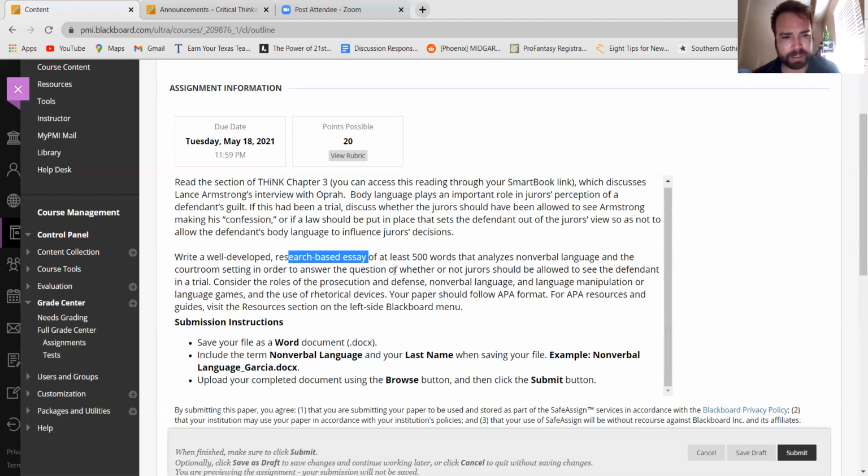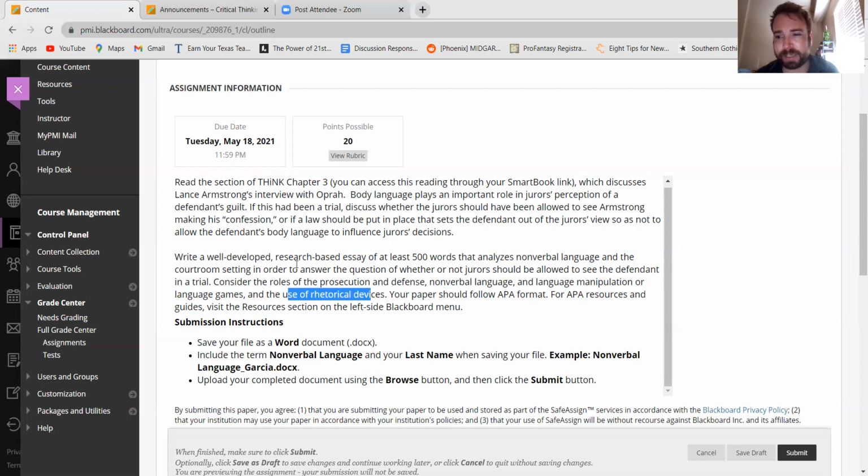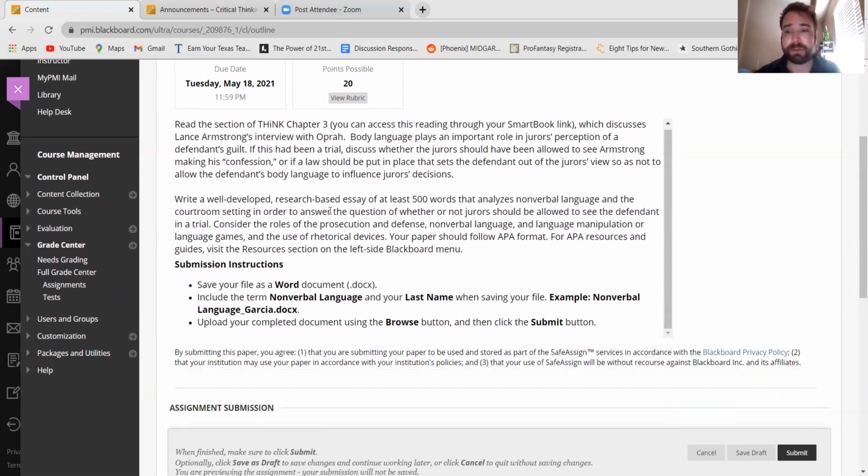The next thing I want to highlight here is notice that while the main question is asking you to think about whether or not jurors should be allowed to see the defendant in a trial, there are these little sub questions. Consider the role of the prosecution and the defense. Consider nonverbal language. Consider language manipulation in games, and consider rhetorical devices. Each one of these little points should be given some careful consideration in your essay. If I were you, I would probably write it like a 5-paragraph essay, where you maybe number each of these little questions and give them some detail. Okay, so those are the big things.